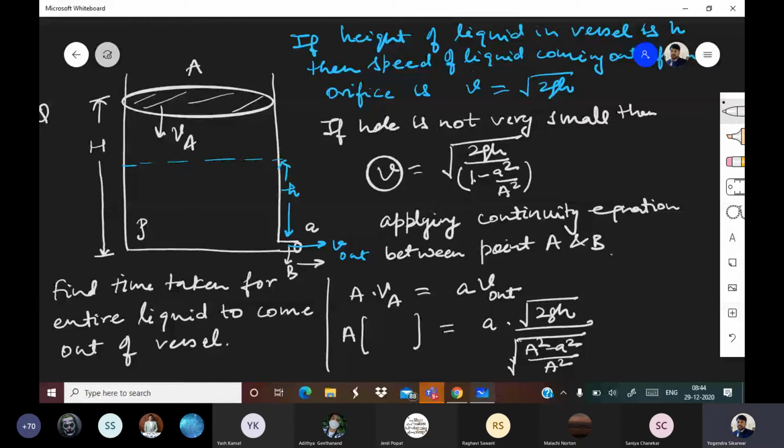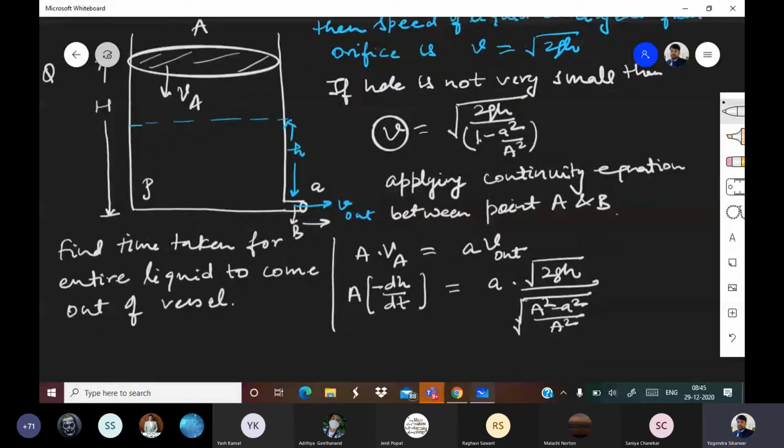Okay. So, how much is VA? Listen very carefully. VA is nothing but dH upon dt with a minus sign. VA is minus of dH upon dt. This is the most crucial step in this question. Why? Try to understand what is the significance of dH by dt. dH by dt is the rate of change of height.